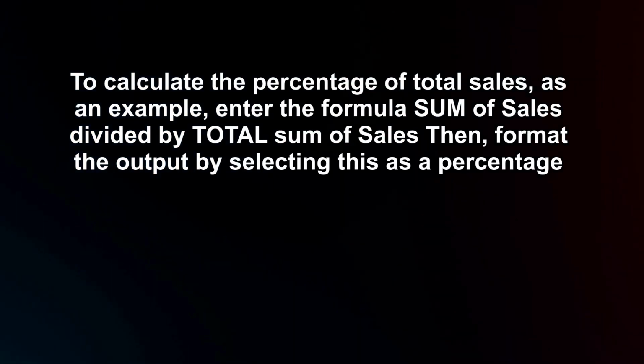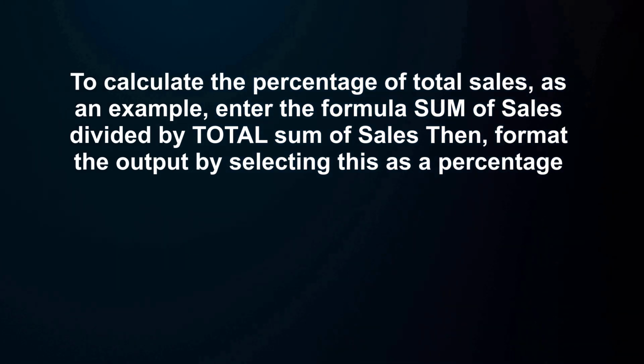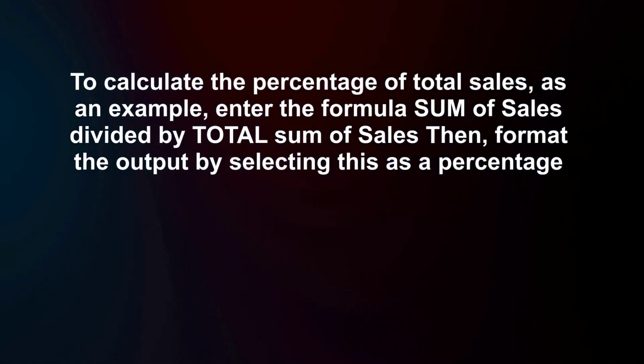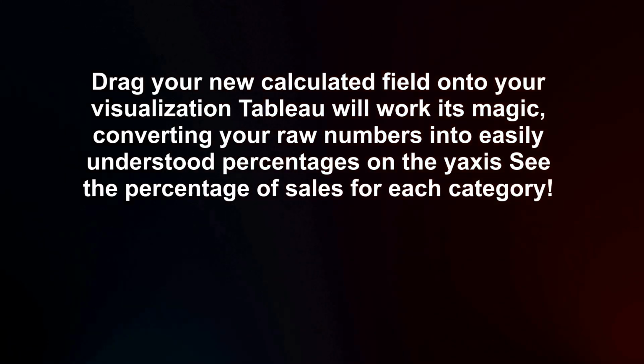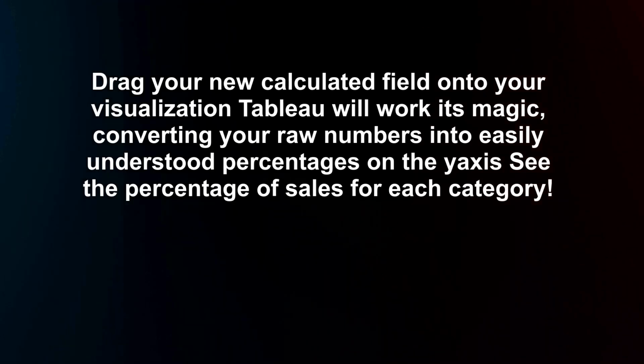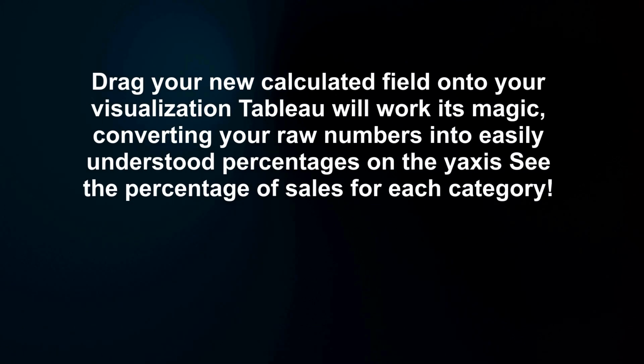To calculate the percentage of total sales, as an example, enter the formula sum of sales divided by total sum of sales. Then, format the output by selecting this as a percentage. Drag your new calculated field onto your visualization. Tableau will work its magic, converting your raw numbers into easily understood percentages.